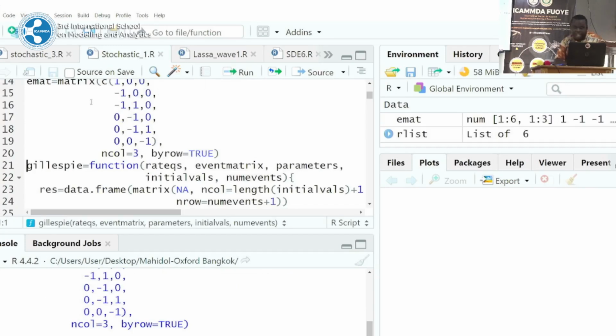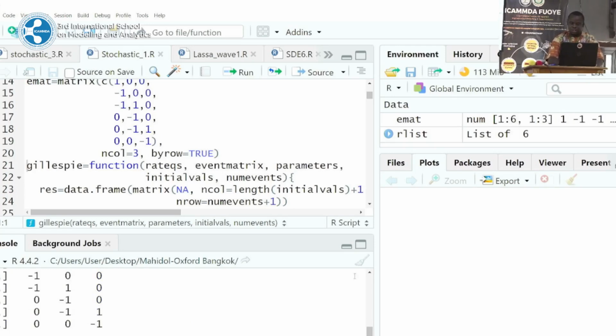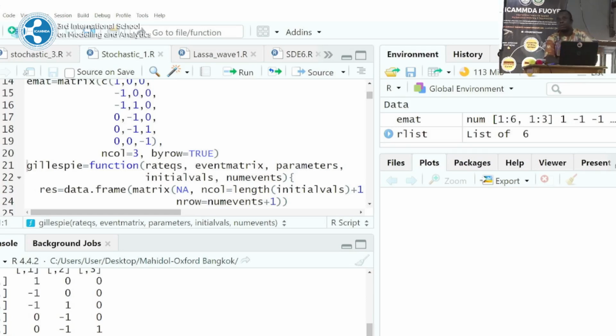So you can check the matrices if you want. You have the matrix, a 6 by 3 matrix. So you can check.